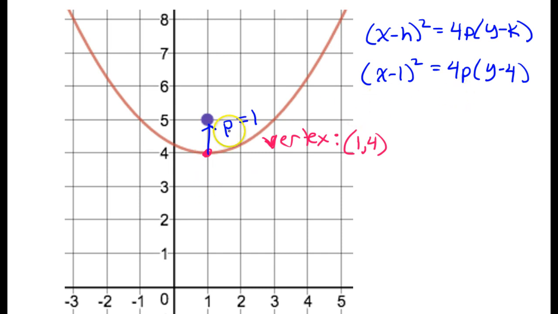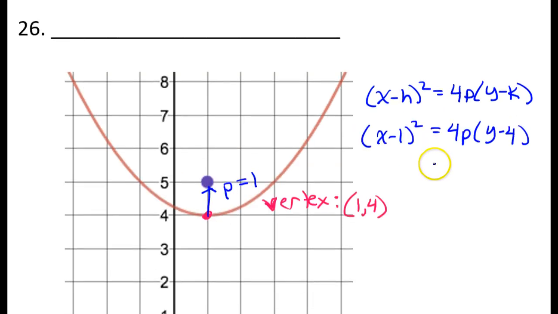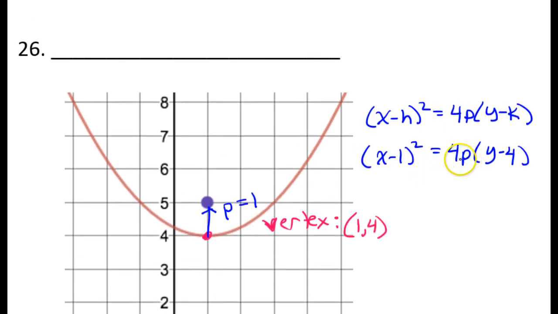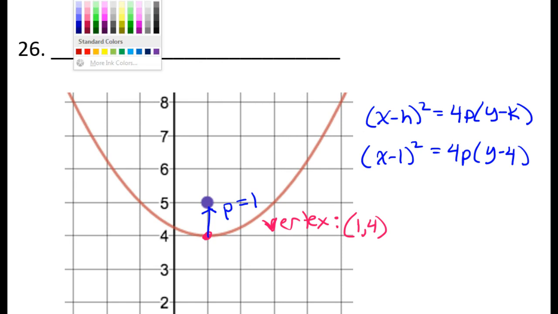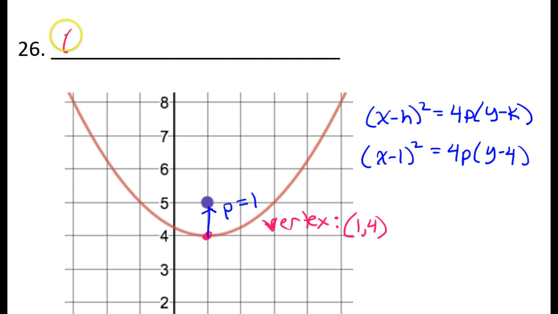So substituting 1 in for p, really it's going to be as though the p is disappearing, because 4 times 1 is just 4. So I'm going to go ahead and just write down the final answer, which is x minus 1 squared is equal to 4 times y minus 4 not squared.